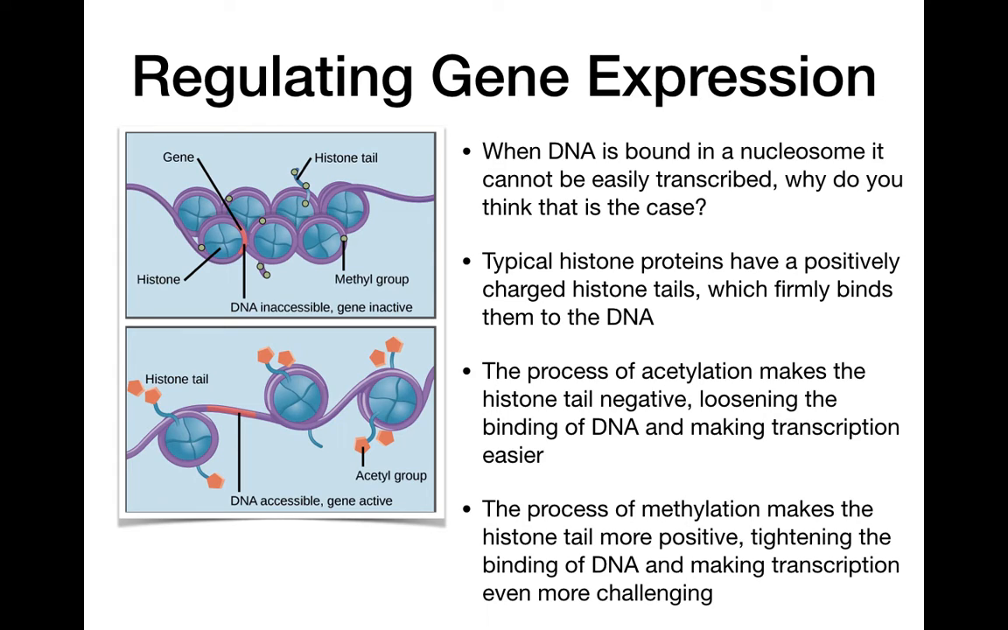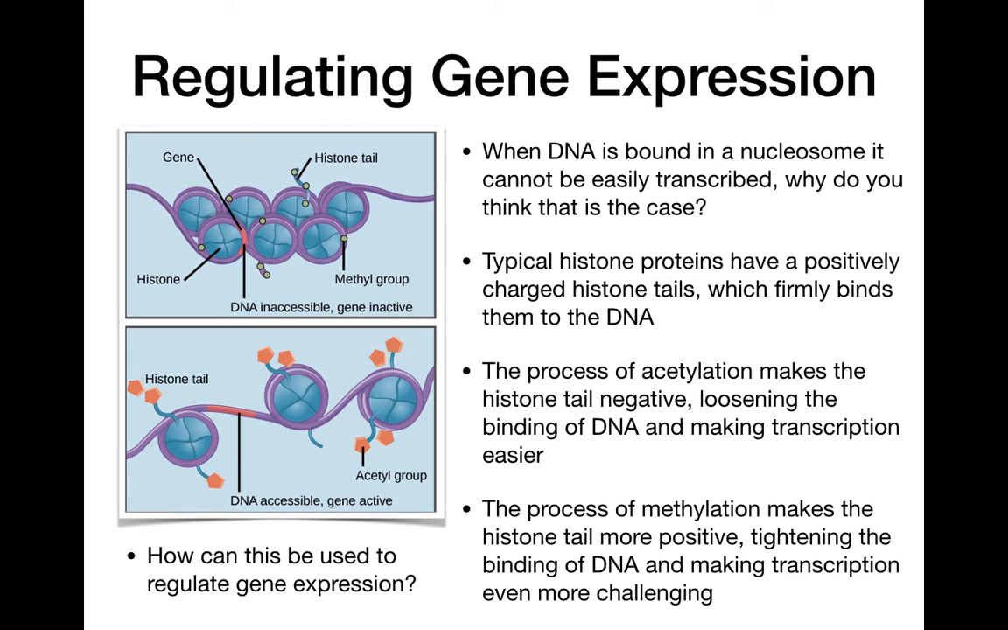The opposite process of acetylation is methylation, where we make it more positive. So acetylation makes it more negative, methylation makes it more positive, and that tightens DNA's binding and makes transcription even more challenging to happen. So how could that be used to regulate gene expression?